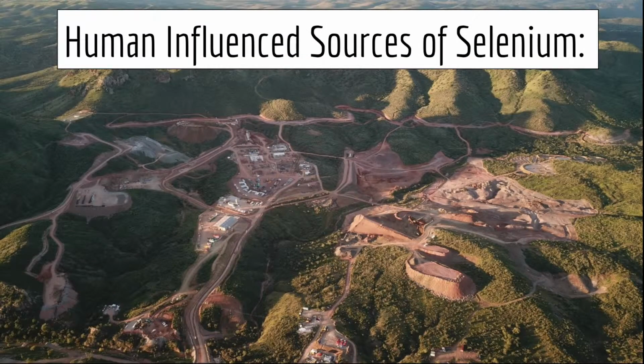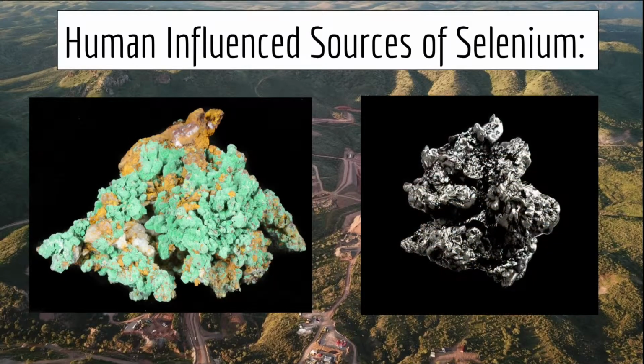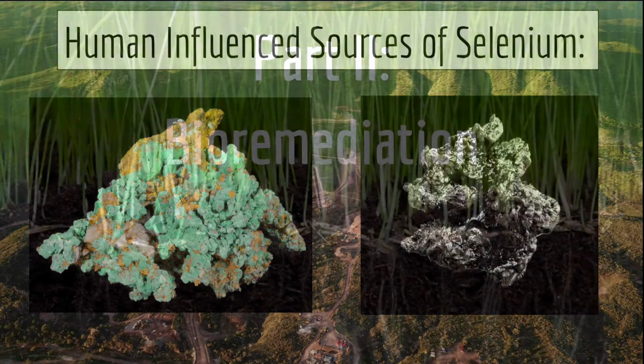Anthropogenic sources of selenium stem from mining practices. During the process of mining copper and silver, selenium is produced as a byproduct. This selenium can create concerns of contamination if there is a leak or spill that allows contact with a water source.